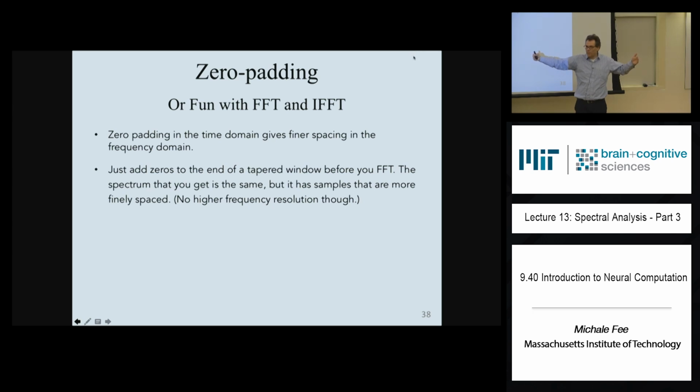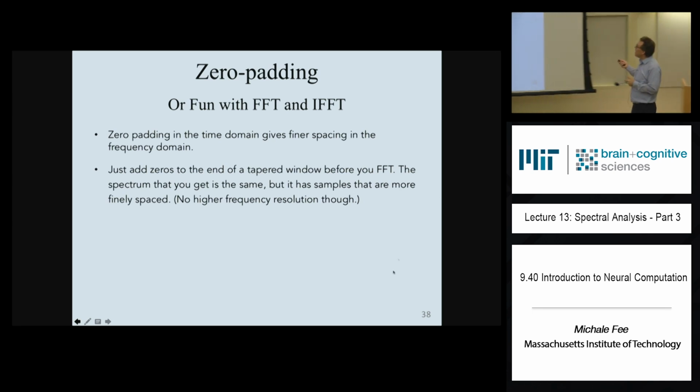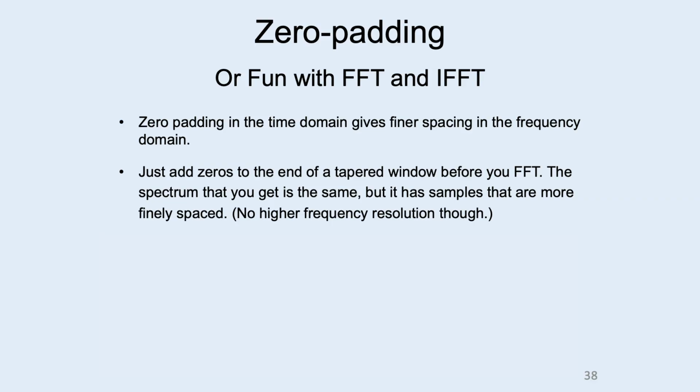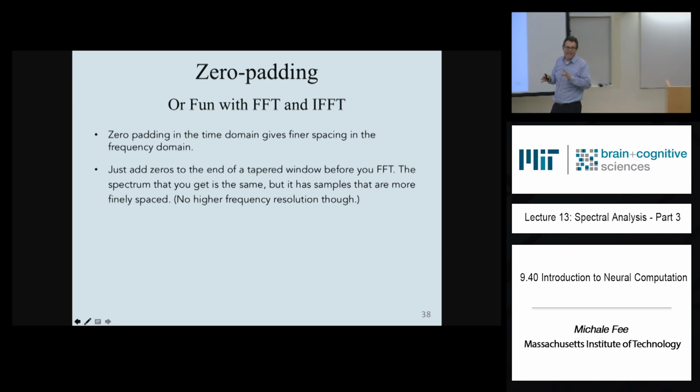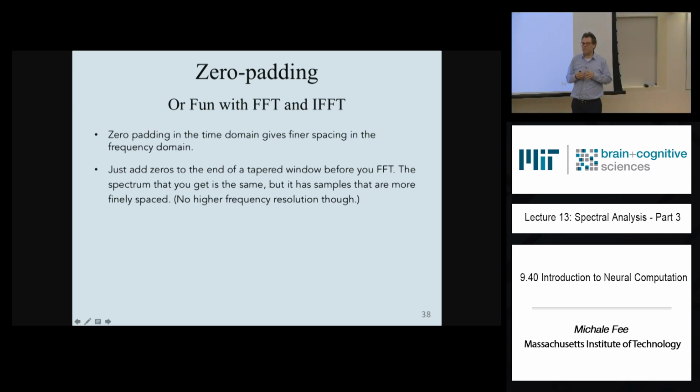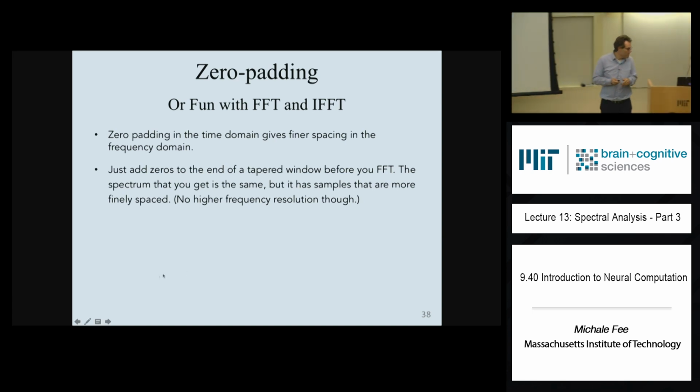And then take the Fourier transform of that longer piece with all those zeros added to it. And when you do that, what you're going to get back is an FFT that has the samples in frequency more finely spaced. Your delta f is going to be smaller. Now, that doesn't improve frequency resolution. There's no magic getting around the minimum time bandwidth product. Okay? But you have more samples in frequency. All right. Any questions?